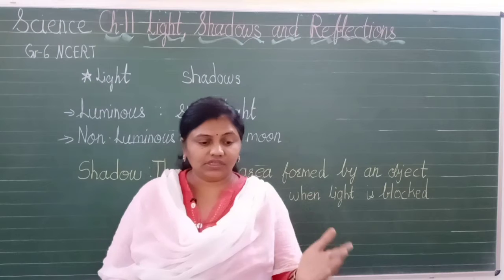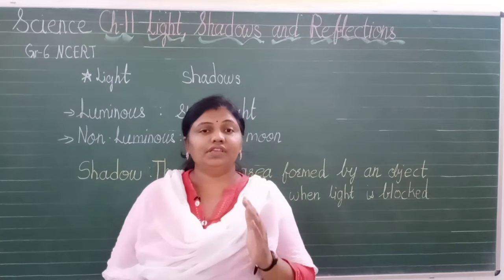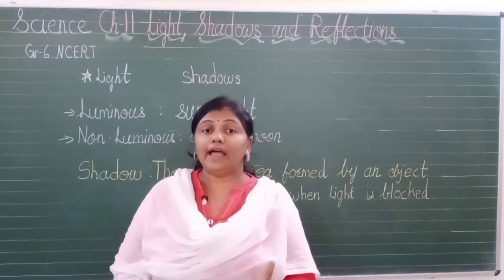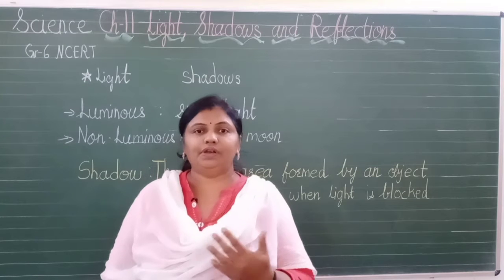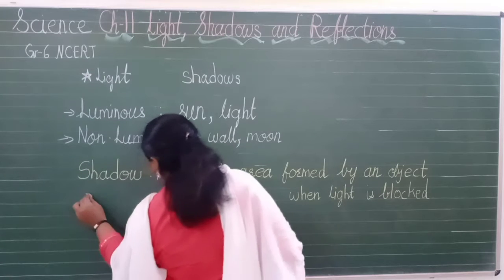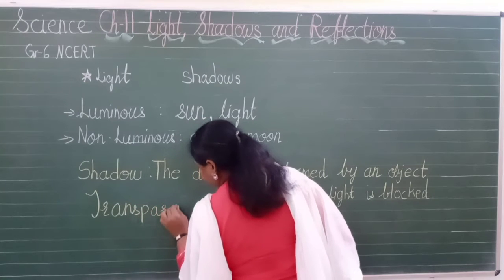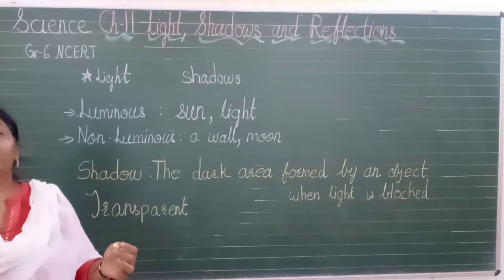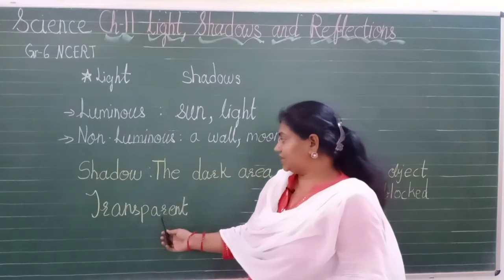Now let us see what are transparent, translucent and opaque objects. The objects which allow light to pass through them, isn't it? A glass, even your spectacles are some examples of transparent objects. Transparent, let me show you. Transparent, from which the object can pass the light. Okay, such kind of objects are known as transparent.